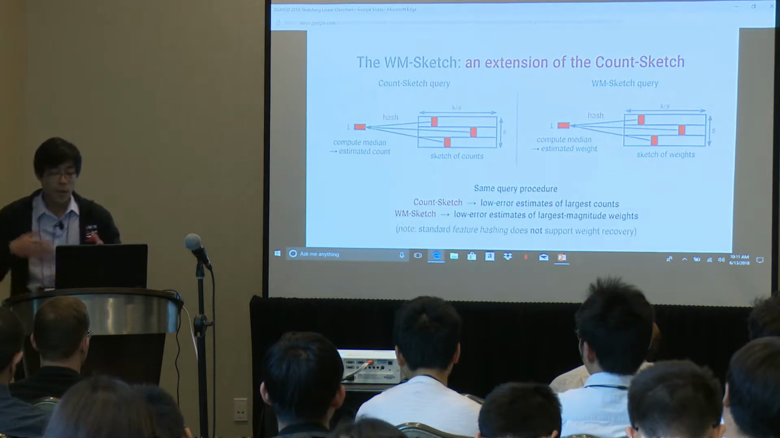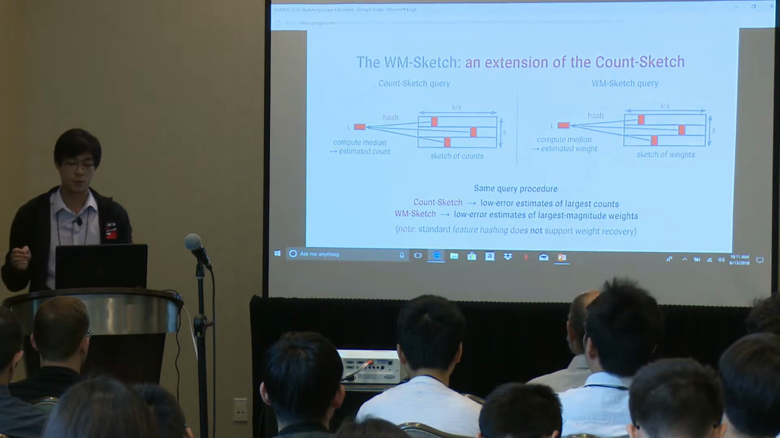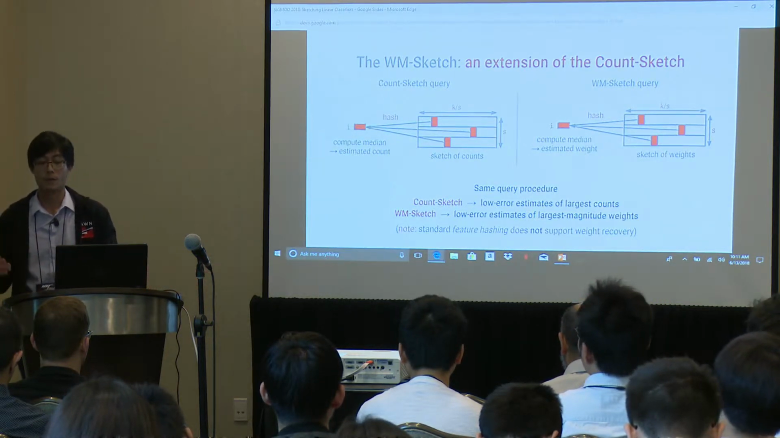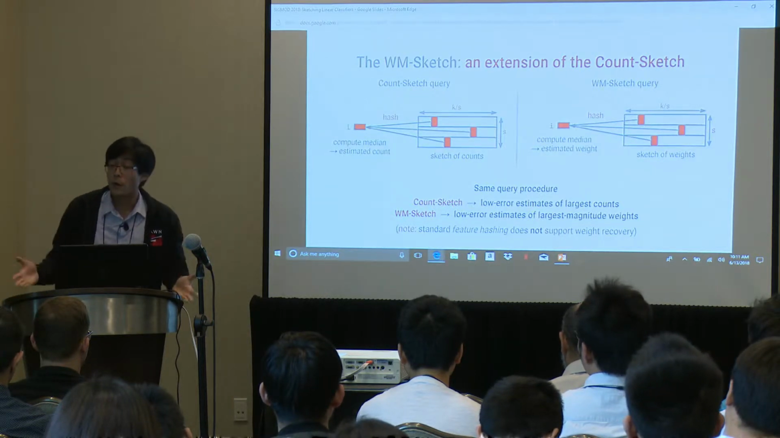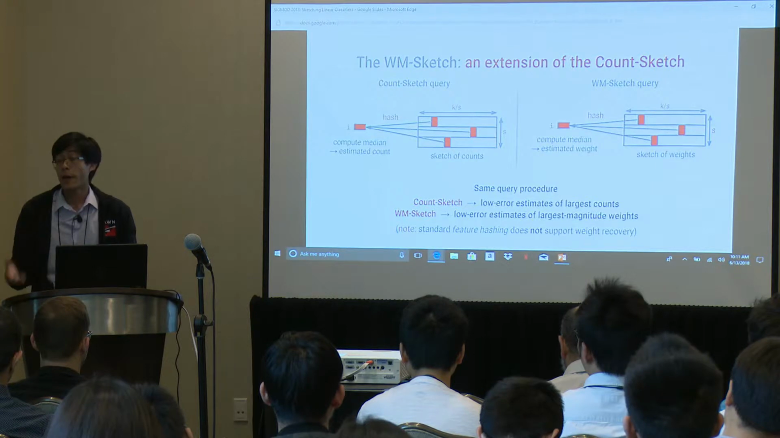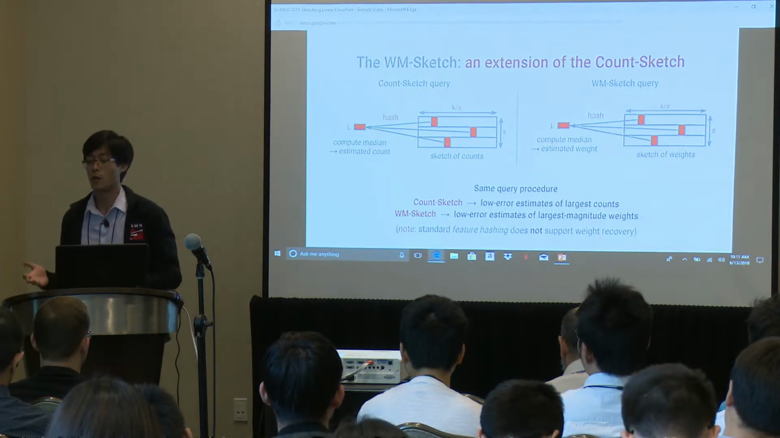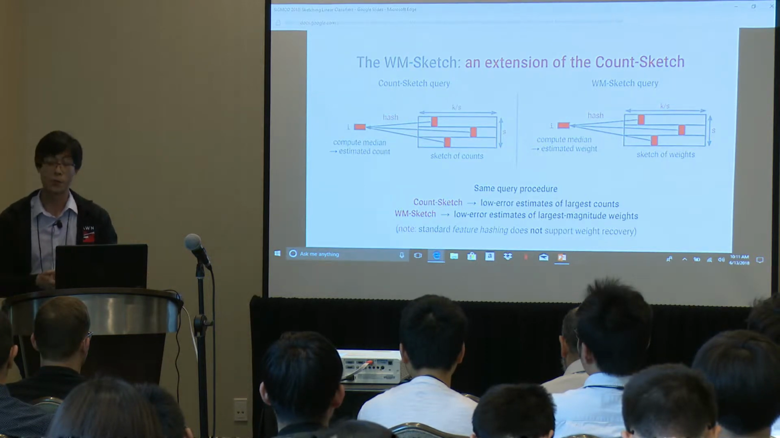So intuitively, the count sketch gives us low error estimates of the largest counts we've observed so far, whereas the weight median sketch gives us low error estimates of the largest magnitude weights in the model. And I should note here that standard feature hashing does not, in fact, support weight recovery. So this is the main difference between this weight median sketch approach and standard feature hashing.